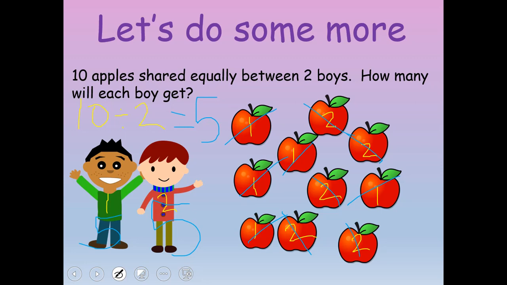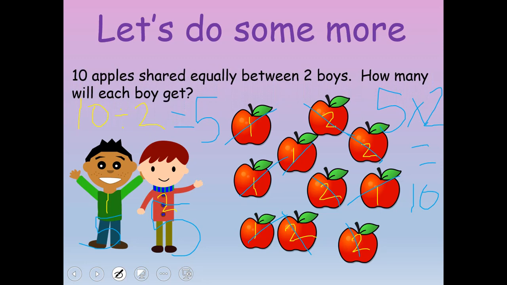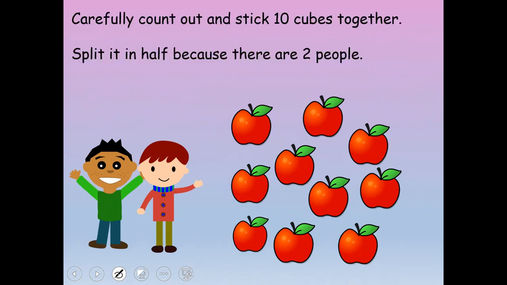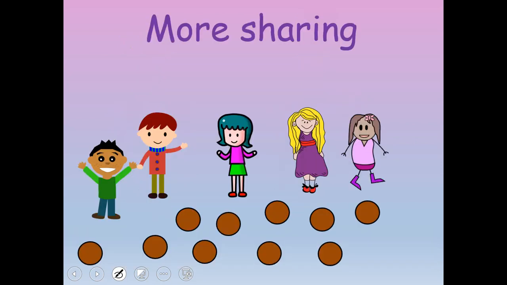And remember, you can check your work by reminding yourself the basic facts for multiplication. So you could then look at 5 times 2, and hopefully that equals 10. Okay? But you don't have to do the multiplication part of it. That's just me adding a little challenge for you. Okay? So we have done this. Yes, there we go. So when the apples are shared equally between 2, each boy will get 5 apples, and now they're happy because they have their apples.